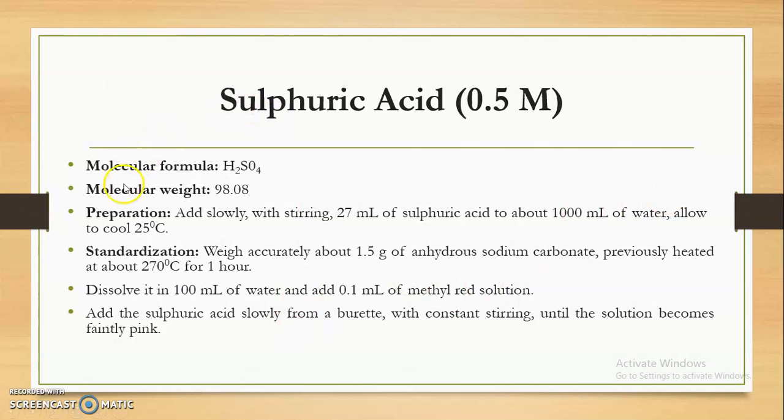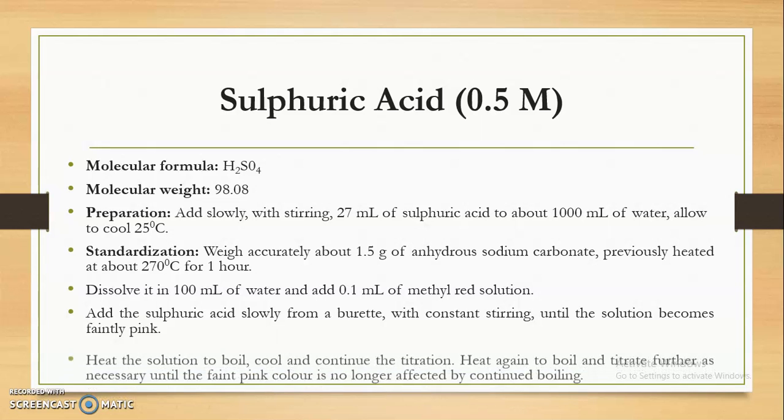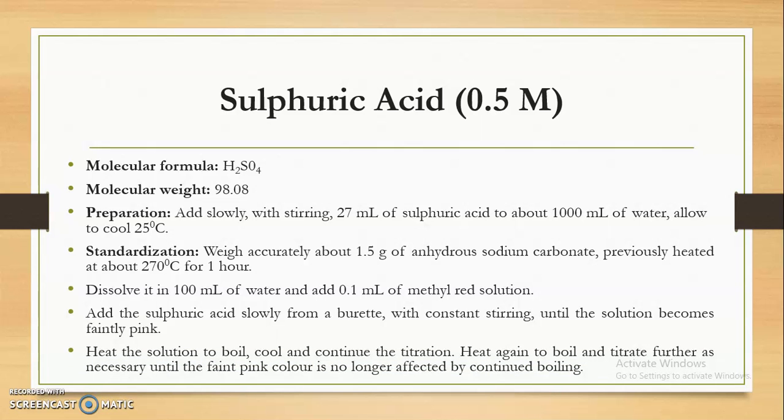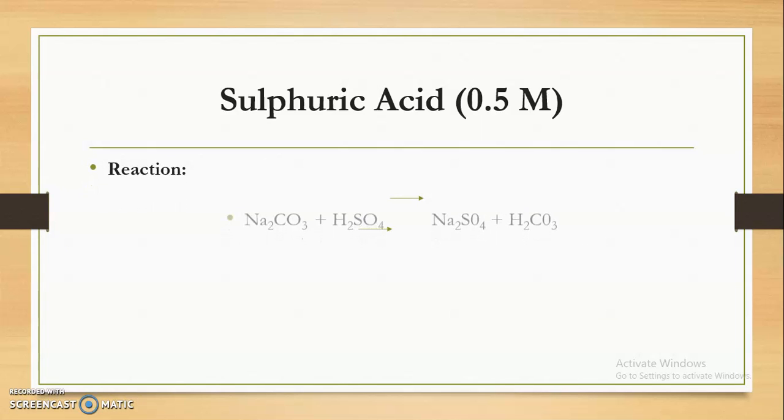Now one thing about sulfuric acid, there is a difference between the molarity and normality, because the equivalent weight of sulfuric acid is half of the molecular weight. So 1 mole of sulfuric acid is equal to 2 equivalents of that particular sulfuric acid. That's why there is a difference while we prepare the normal solution and the molar solution. Then heat the solution to boil, cool and continue the titration. Heat again to boil and titrate further as necessary until the faint pink color is no longer affected by continued boiling.